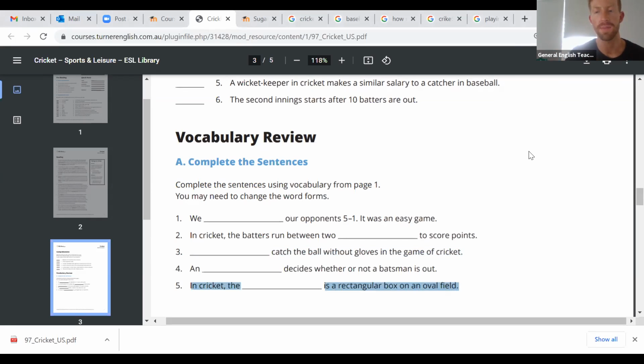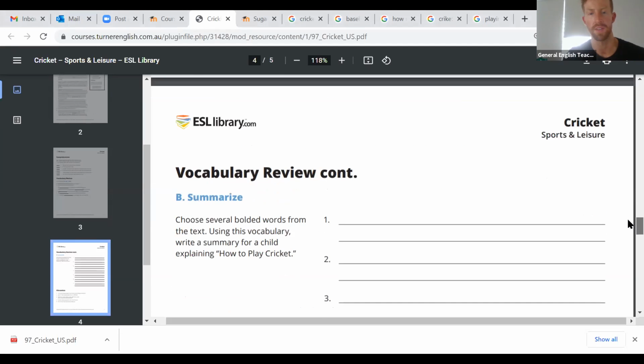Number five. Debbie. Hey, Debbie, you're on mute still. In cricket, I write the common words in the oval. It's a green... So good guesses, but we're talking about the green area where you play the game. So what's that called? Can anyone help Debbie out? Pitch. The pitch. Yeah. A pitch is the green area where you play the game. Pitch.